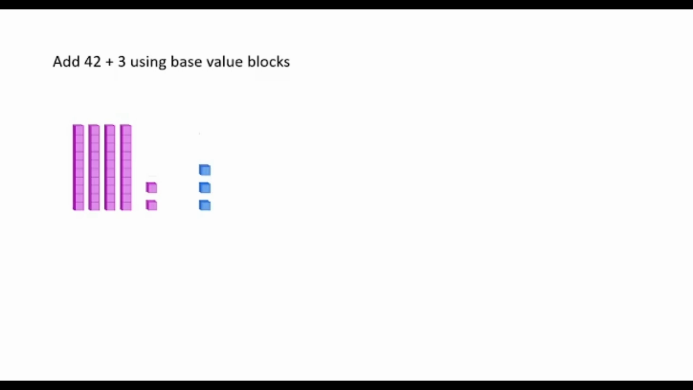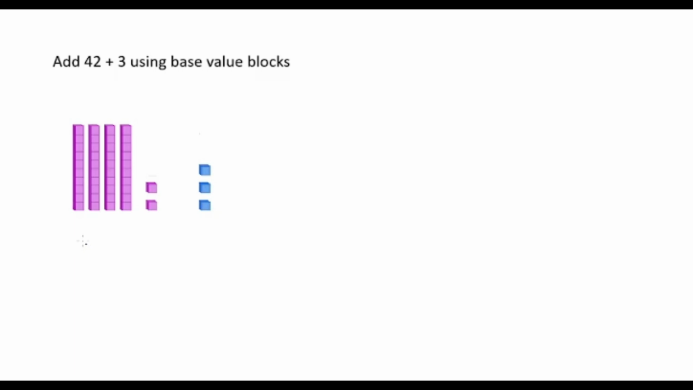In this video, we are going to add 42 plus 3 using base value blocks. So how does that look? These are the base value blocks, and the first thing we're going to do is count the number of tens, the number of 10 blocks in this entire problem.